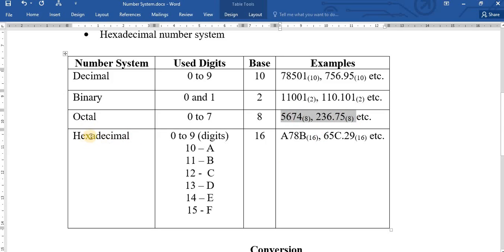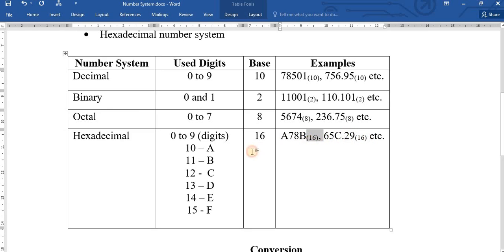And the hexadecimal system. What do you mean by hex? Hex means 6 and deci means 10. So it has base 16: 10 plus 6, 16. It uses digits from 0 to 15. It uses 0 to 9 as digits, but 10 is represented by A, 11 by B, 12 by C, 13 by D, 14 by E, and 15 by F. Clear? Since it is using 0 to 15, meaning 16 digits, the base is 16. For example, A78B, or 656, and you can use decimals here also, and the base is 16.